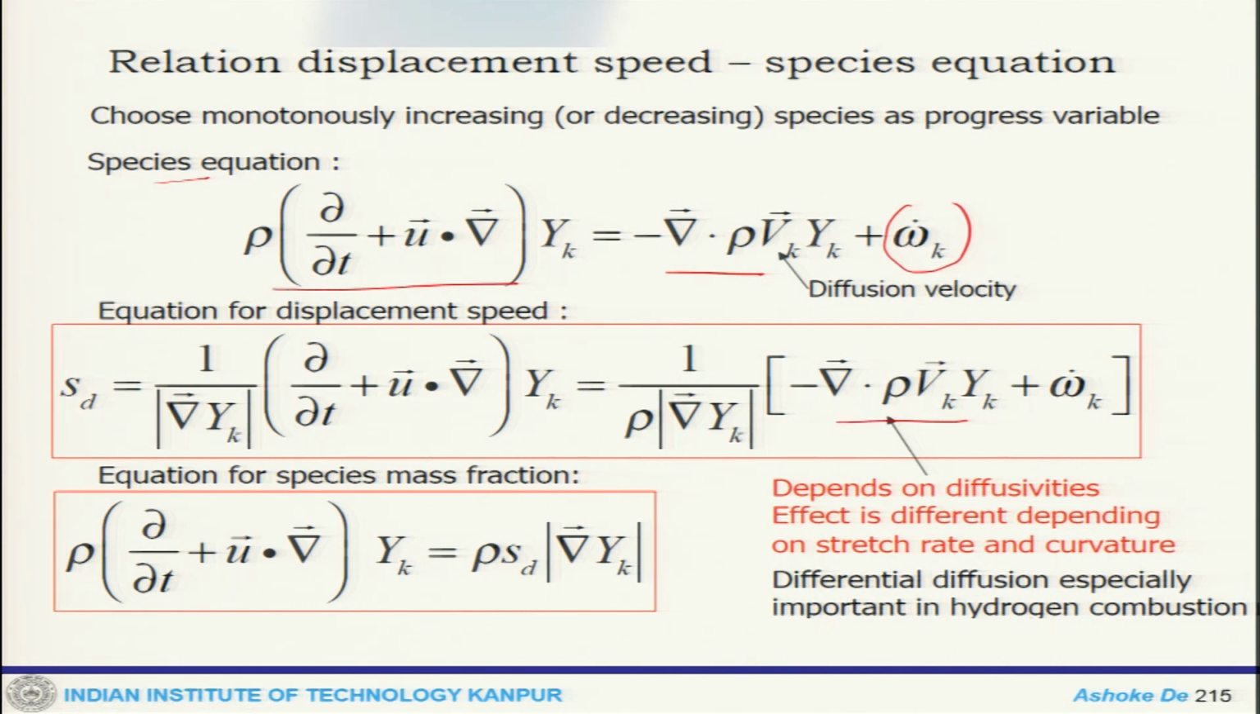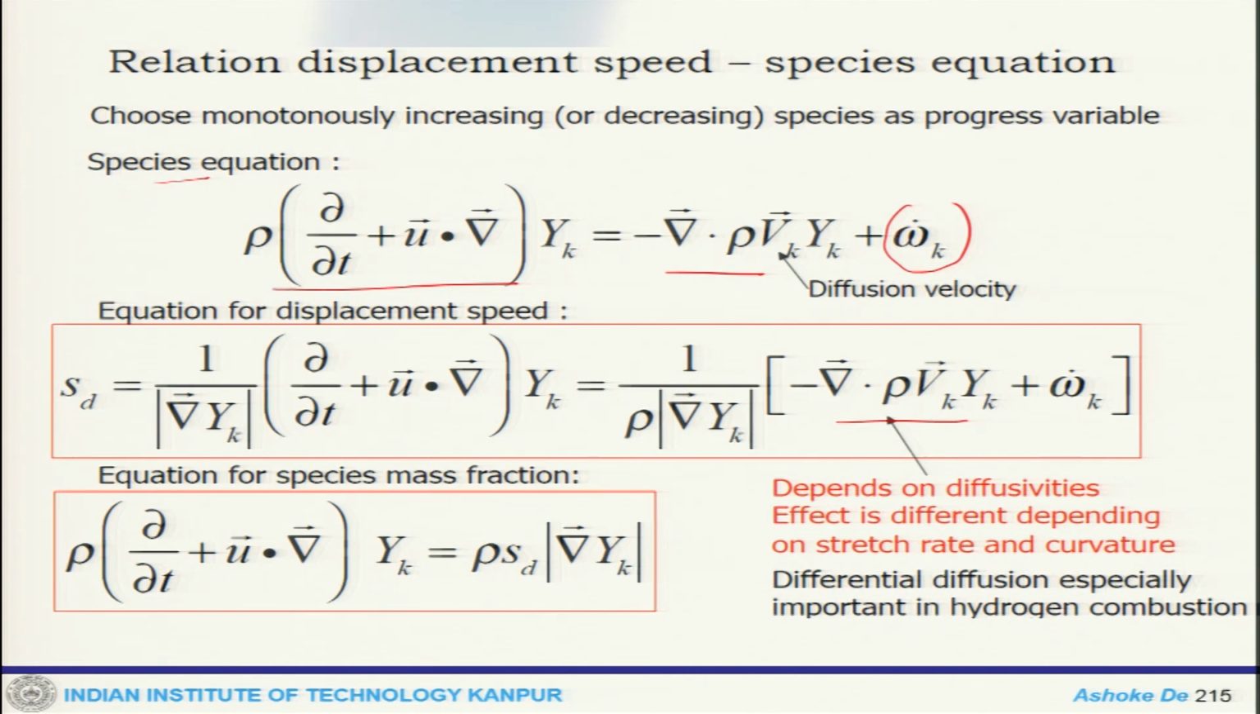So, the effect is different depending on the stretch rate and curvature. And one important thing is that the differential diffusion now becomes quite important in hydrogen combustion, because hydrogen has a fast mass diffusivity, or higher mass diffusivity. So, that is where the unity Lewis number assumption may not work well. So, one has to be careful what kind of fuel he is dealing with, or rather what kind of flame he is dealing with, and whether that is quite applicable to the particular situation or not.